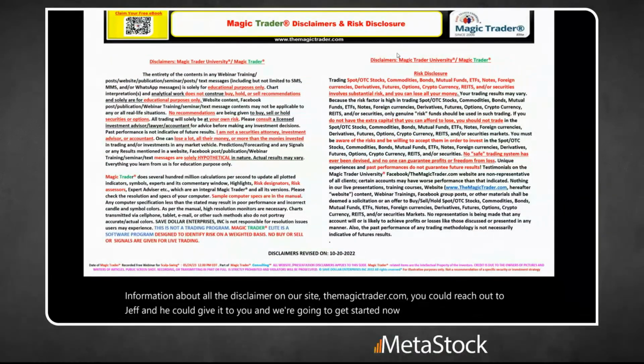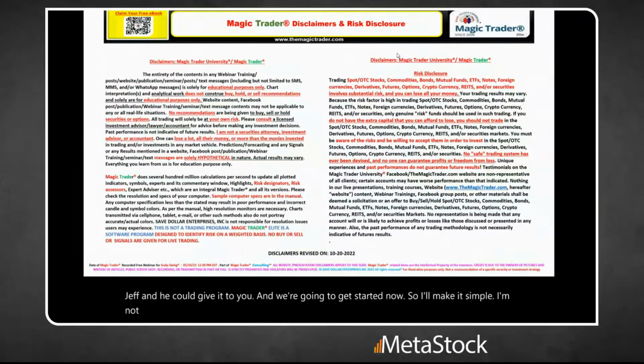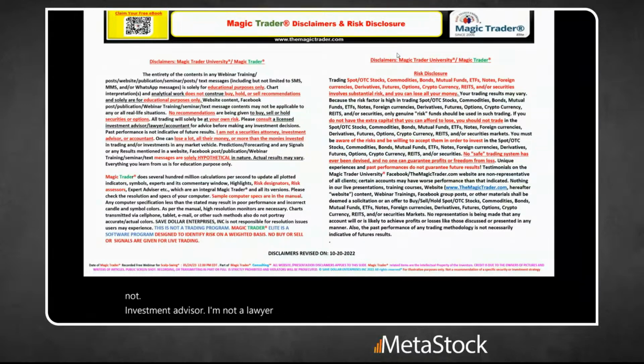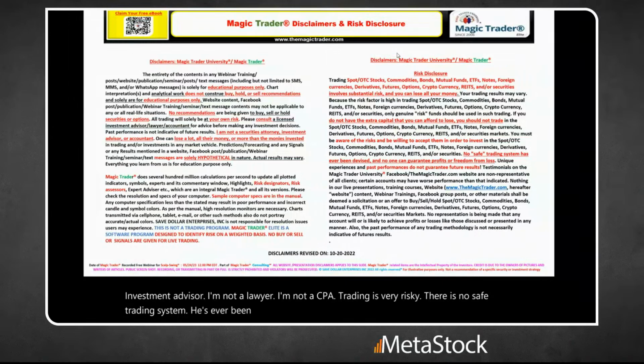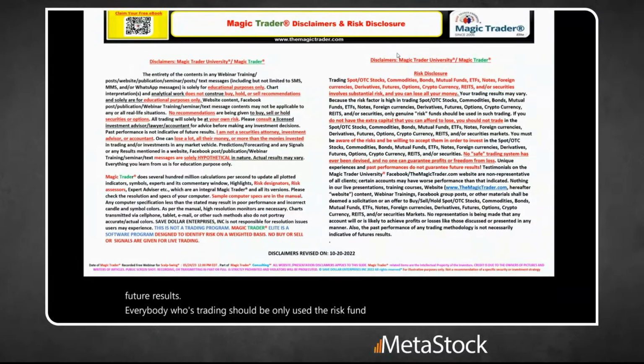So I'll make it simple. I'm not an investment advisor. I'm not a lawyer. I'm not a CPA. Trading is very risky. There is no trading system that has ever been devised that is guaranteed. Past performance is not indicative of future results. Everybody who's trading should only use risk funds which they could afford to lose.